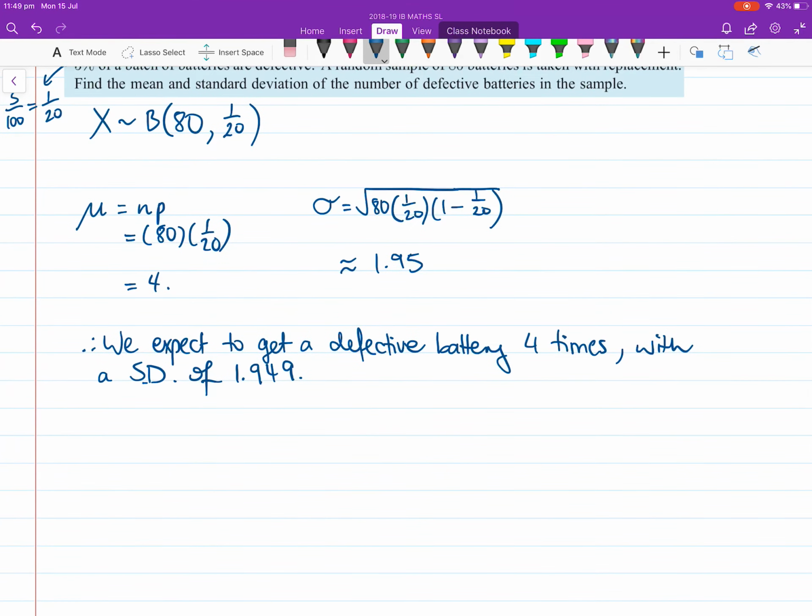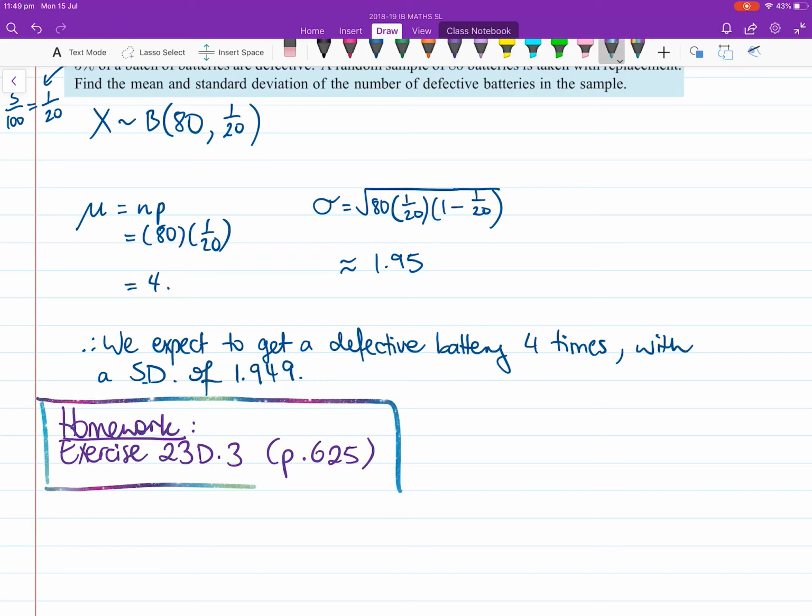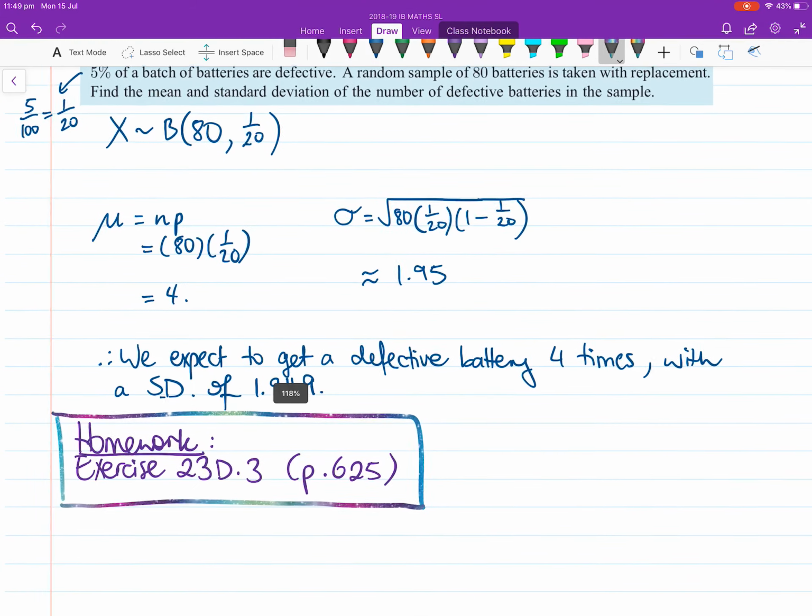Please have a go at the questions, Year 12. It is exercise 23D.3 on page 625 in your textbook. Please have a go, mark your work as well, and let me know if you have any questions or issues when I see you at school.